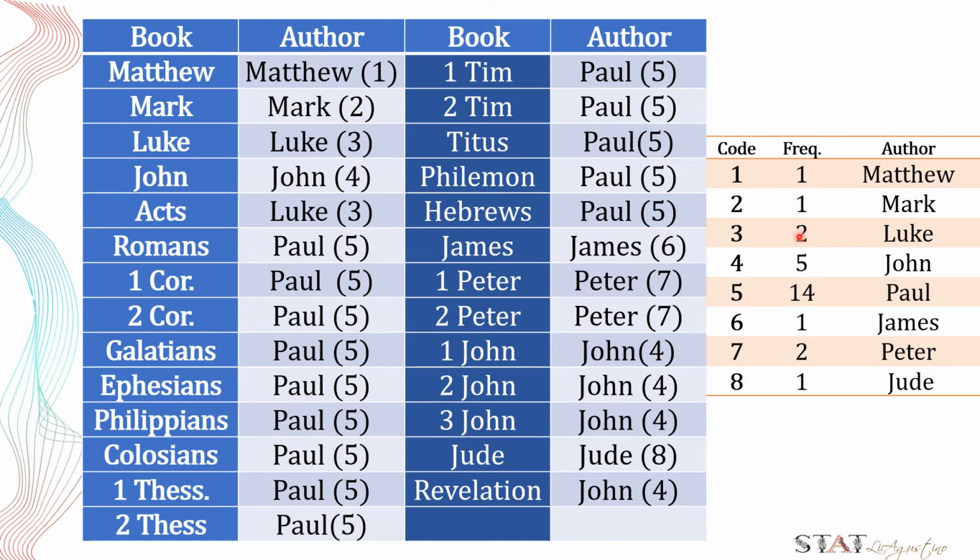Luke occurred 2, John occurred 5, Paul occurred 14, James occurred 1, Peter occurred twice, and Jude occurred once. So I will ask you, what is the mode of this data? 1, 2, 3, 4, 5, 5, 5, 5, 7. So the mode is 5, because Paul correspondingly has the greatest or the highest occurrences in our data set. So we can see here most of the authors are 5. Okay?